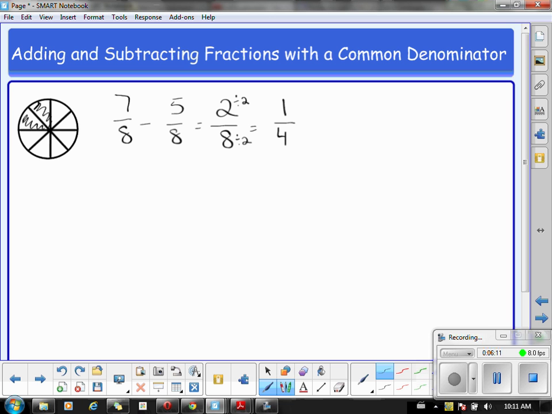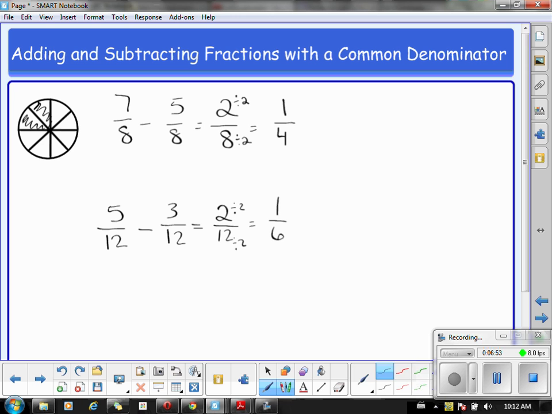Let's look at one more. 5/12 minus 3/12. Again, each piece is divided into 12. When I take some pieces away, the size of my pieces doesn't change, so they stay 12ths. Since we're subtracting, we're going to think 5 minus 3 is 2. We need to see, though, that this isn't in lowest terms. So we're going to take both parts of our fraction, divide it by 2, and we end up with 1/6.